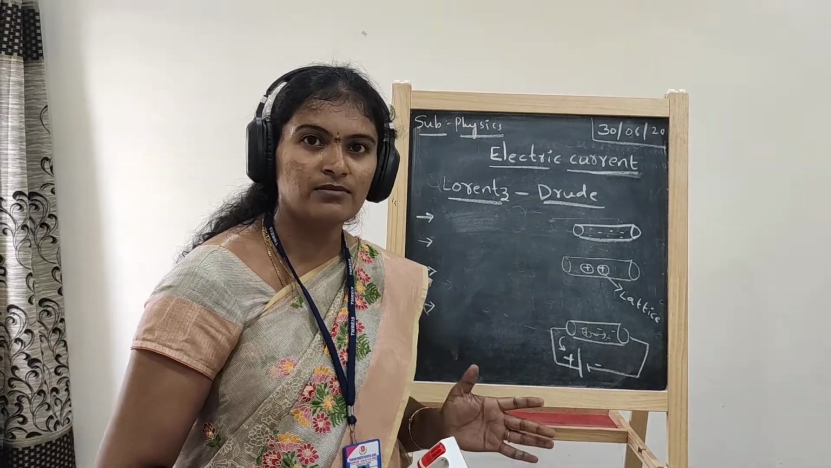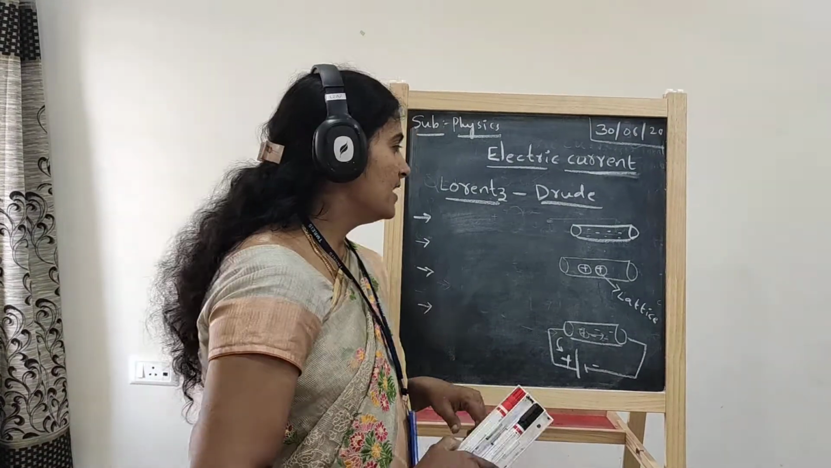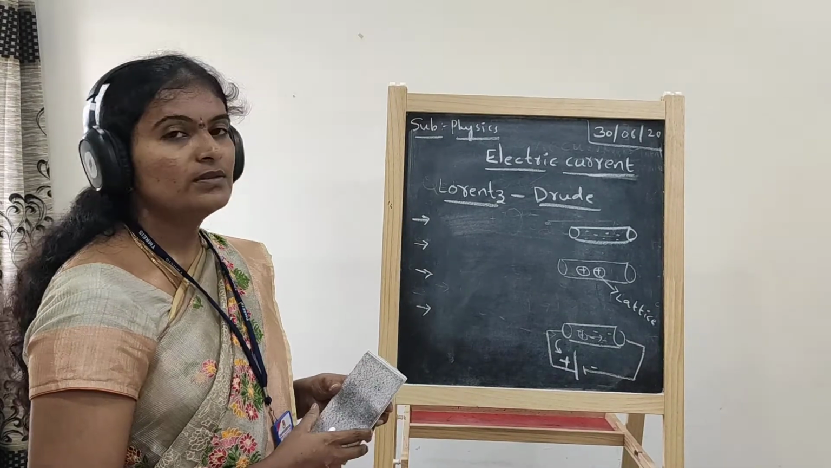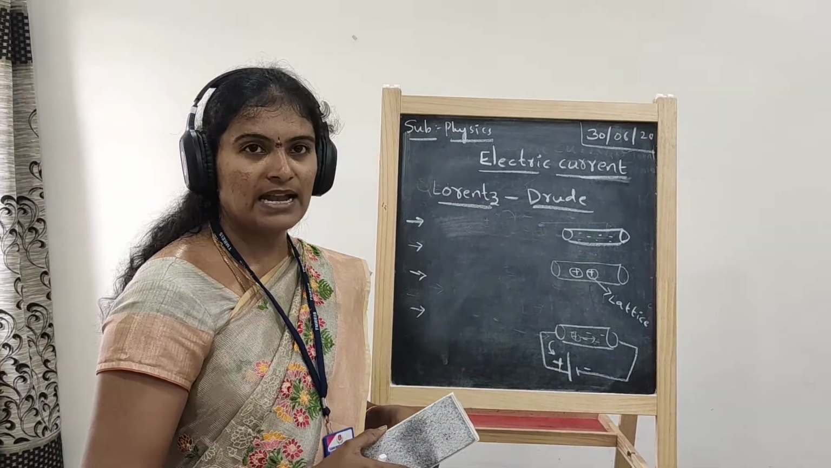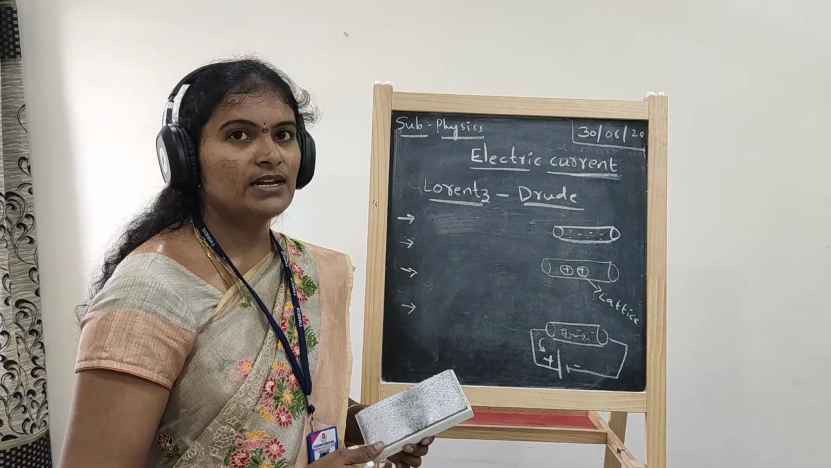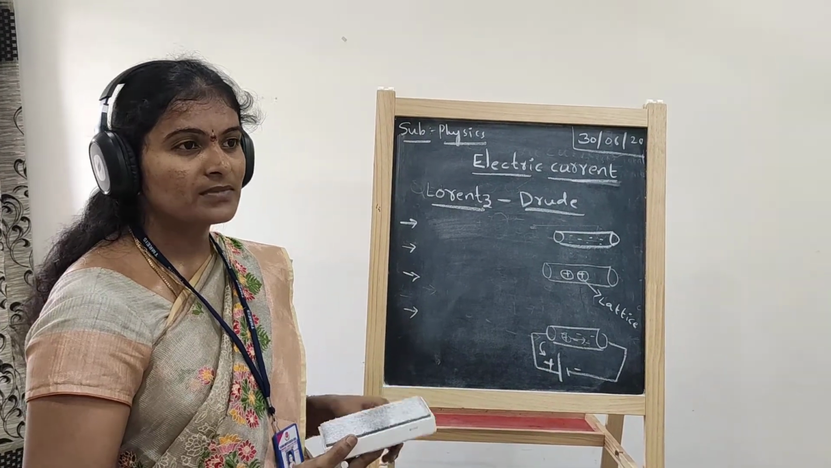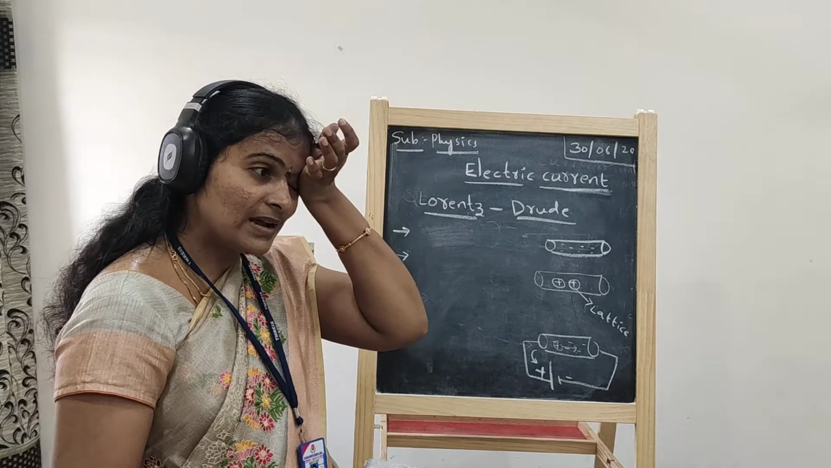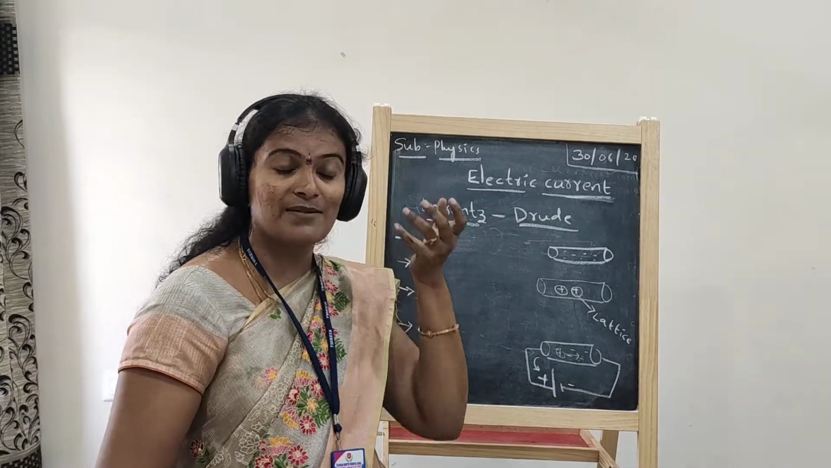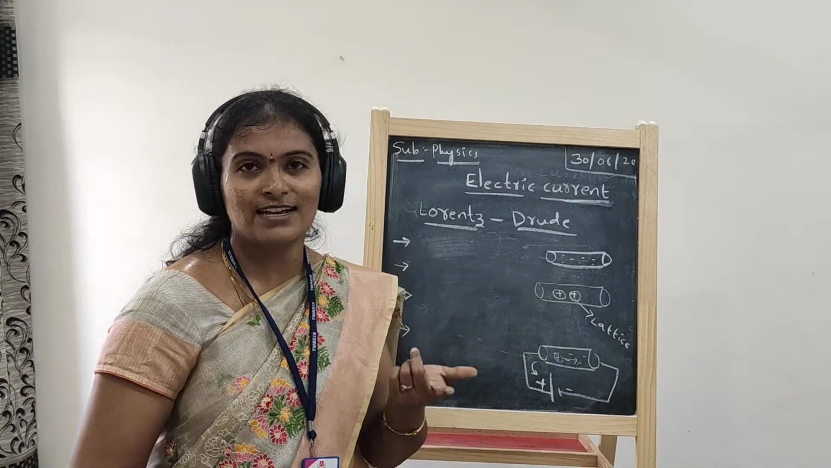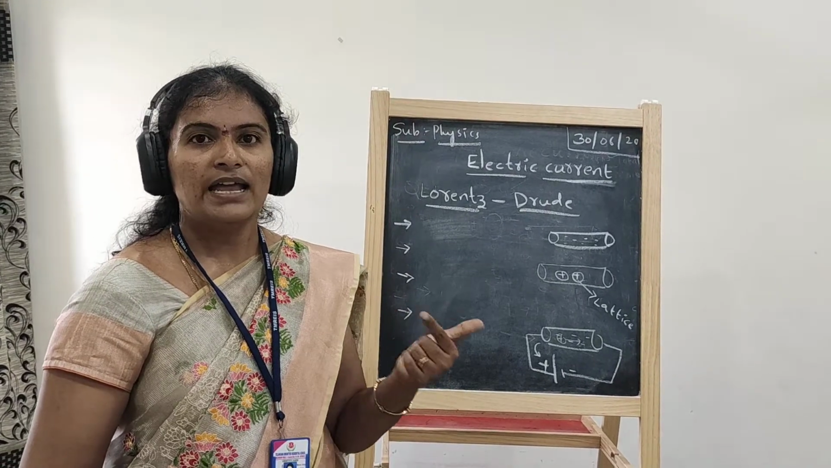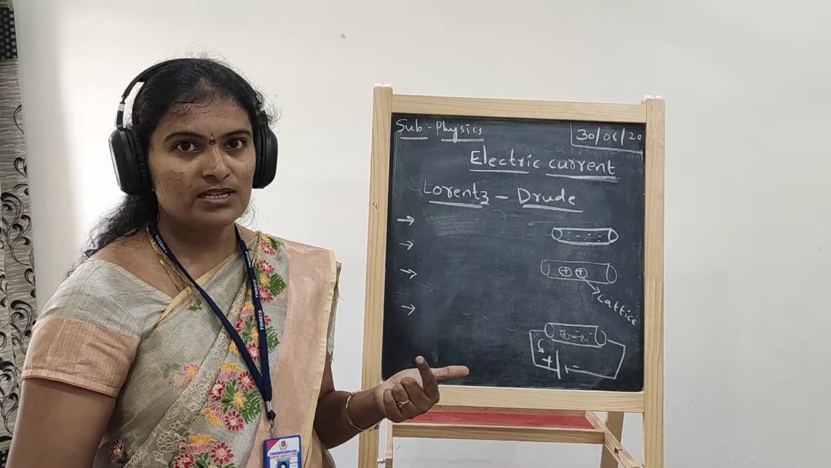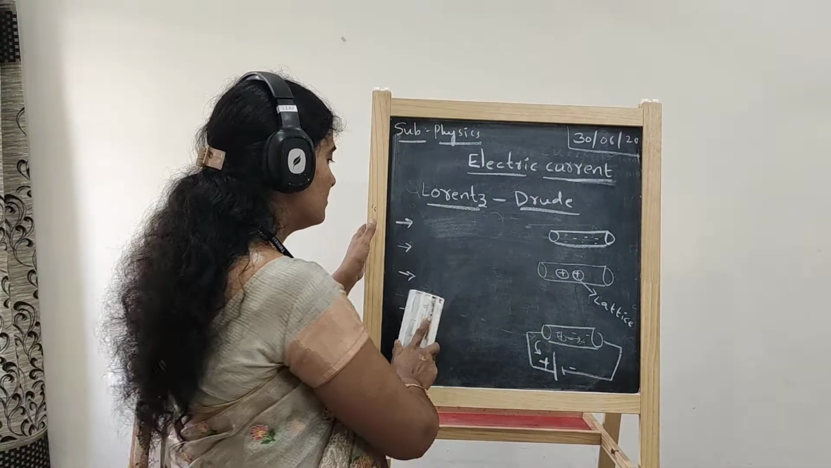Is it clear to you? Yes. Then we will go to the next topic. Here we are using one word, battery, right? So what is the definition of the battery? It converts chemical energy into electrical energy. Do you know that? What is the symbol of the battery?